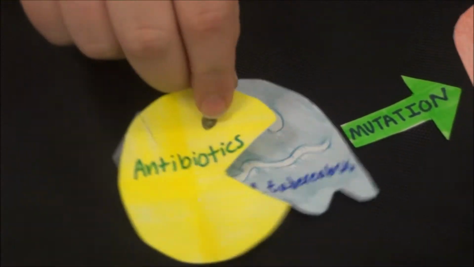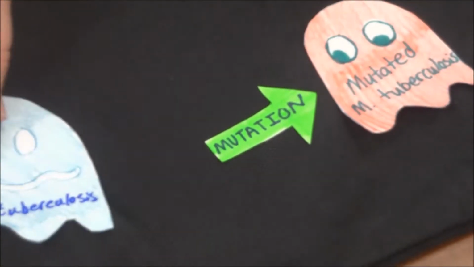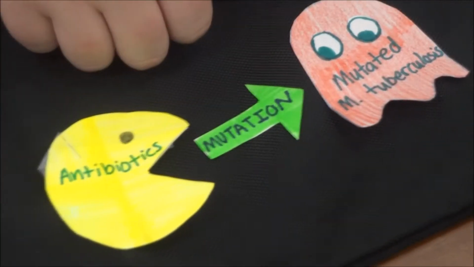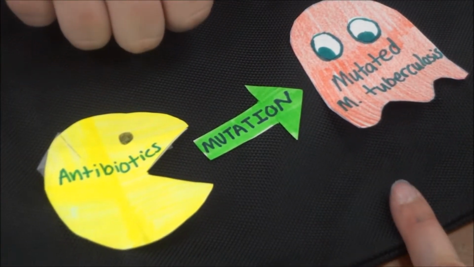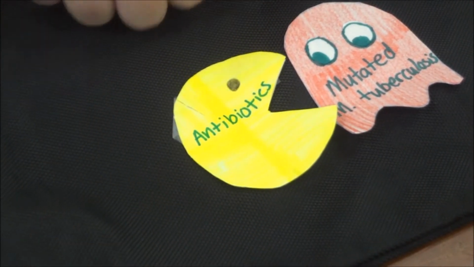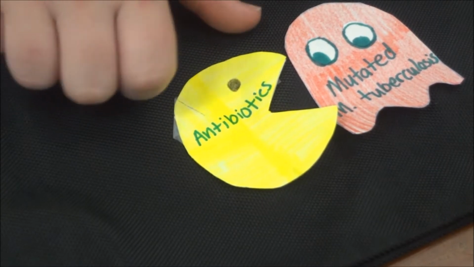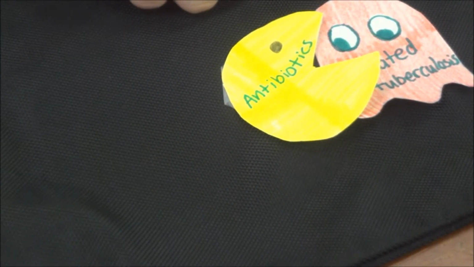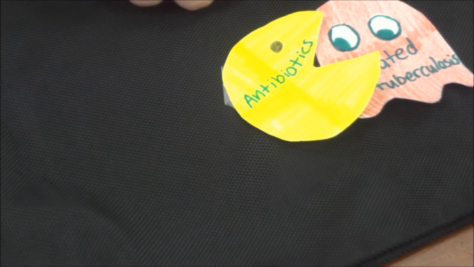But over several generations, it starts to become resistant to the drugs, and this results in mutations or other transformations in the bacterium. And the mutated Mycobacterium tuberculosis is resistant to the antibiotics. This makes us look for different approaches in treating the bacteria.